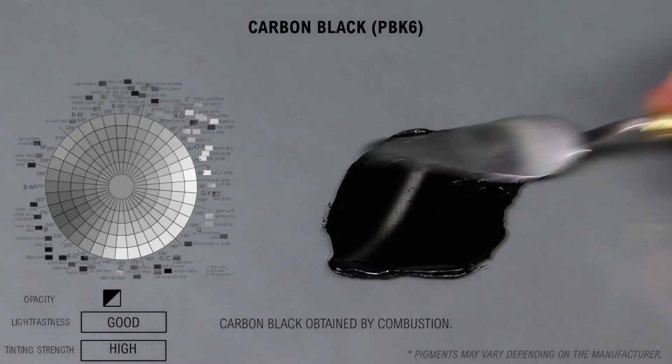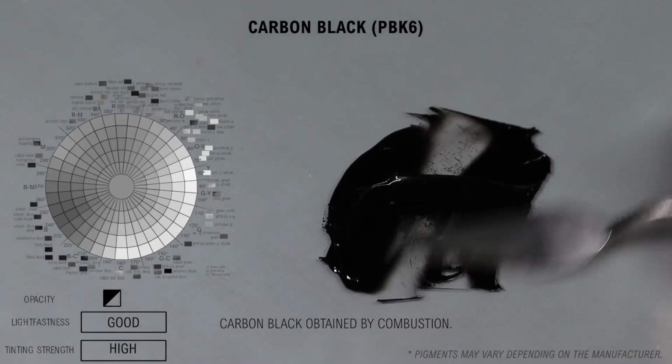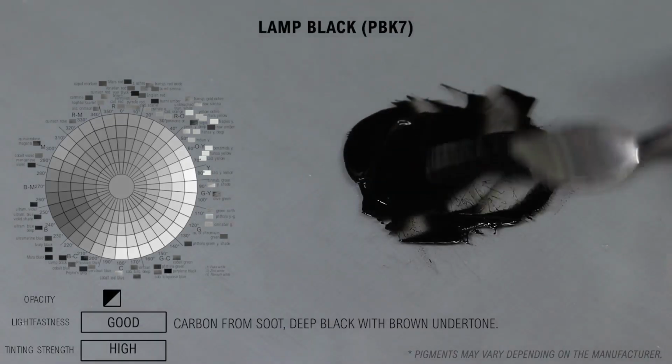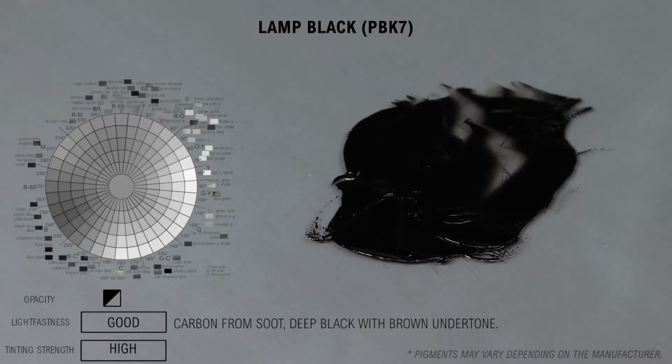Carbon black is a black pigment obtained by combustion. It's a slow-drying pigment. Lamp black is a carbon black made out of soot. It's a deep black with a brown undertone.